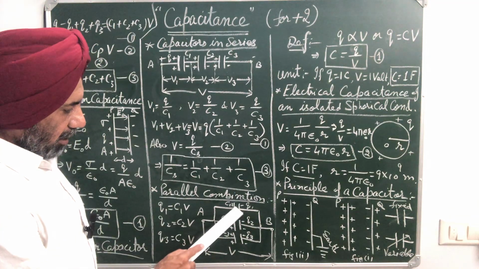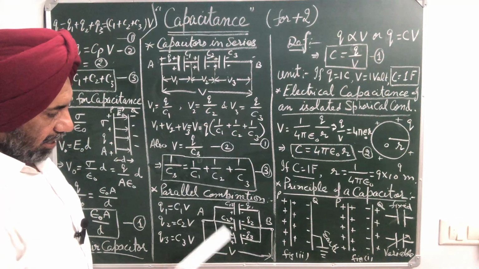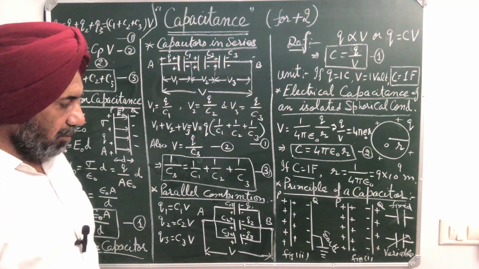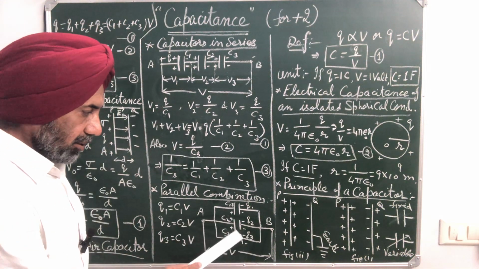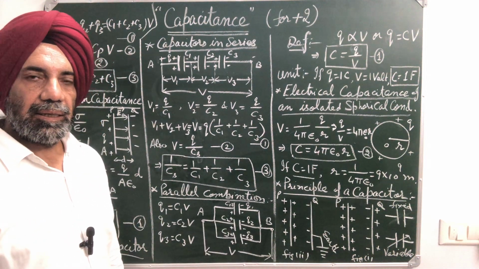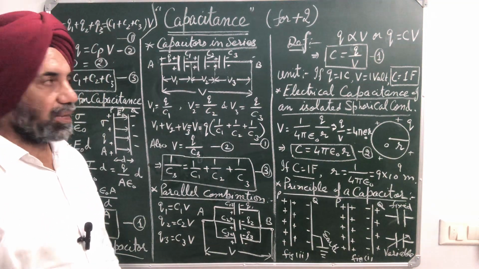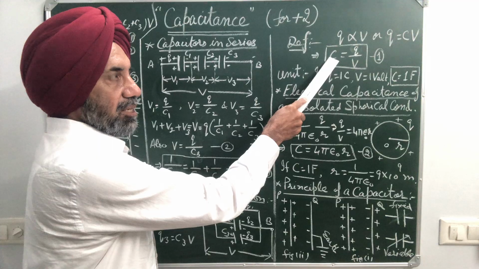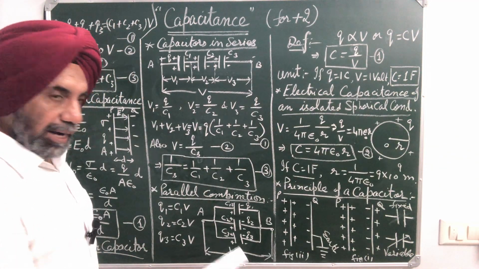When a number of capacitors are connected in parallel between A and B like this, let C1, C2, C3 be the capacitances of the three capacitors, and Q1, Q2, Q3 their charges. Now the charge will be different on different capacitors because the potential difference remains the same. If V is the same and the capacitance is different, Q will be different. So V is the total potential difference between A and B.